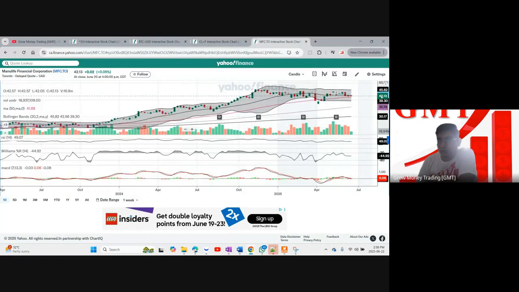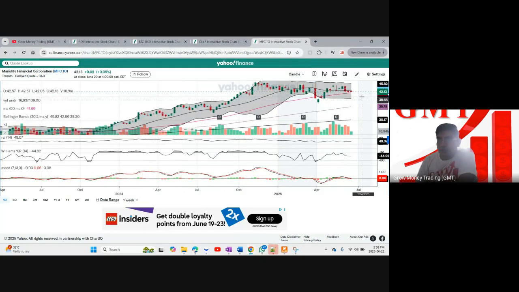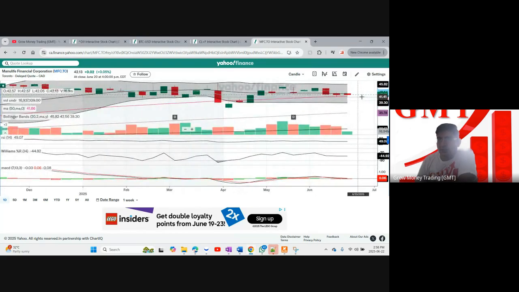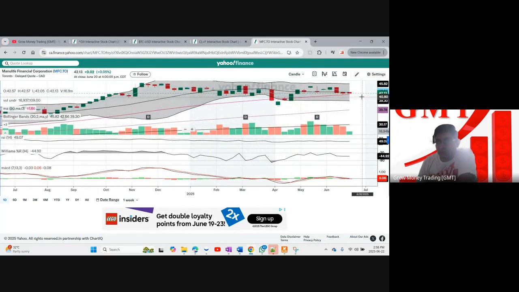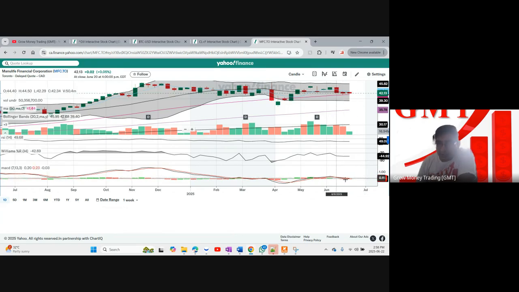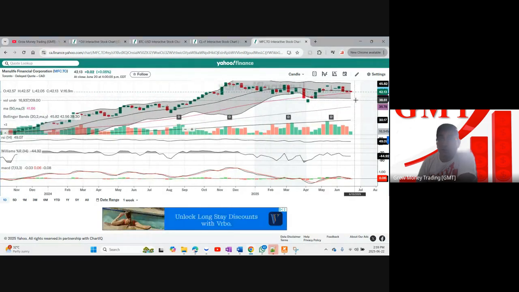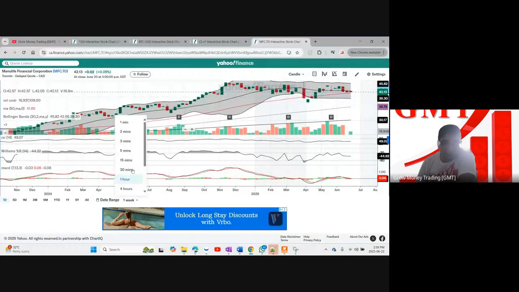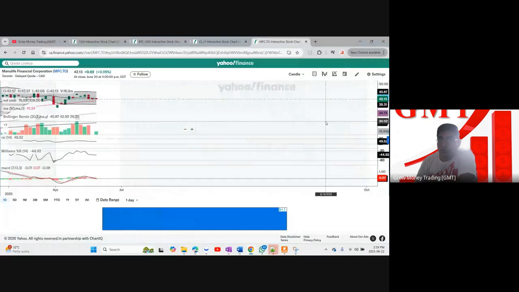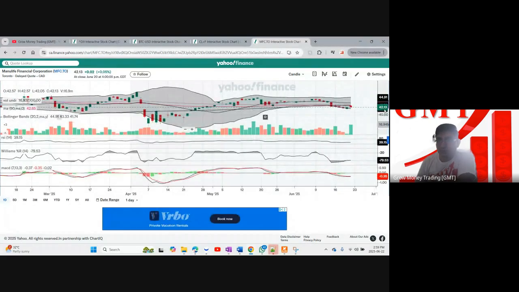Manulife on a weekly basis has closed below the mid Bollinger Band, which acted as the resistance in the last week. The MACD is still downward and almost touching the zero line. So on a weekly basis, it's on a downtrend. Let's see on the daily chart.